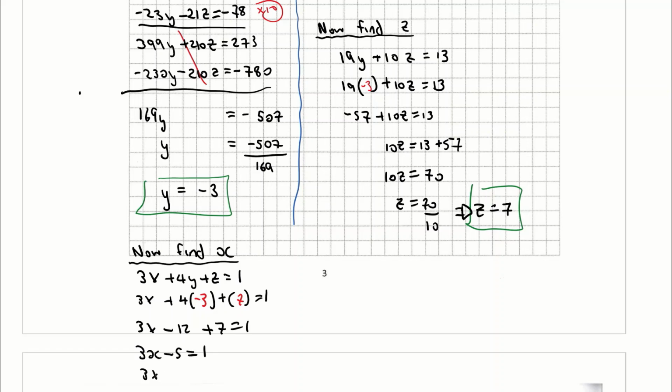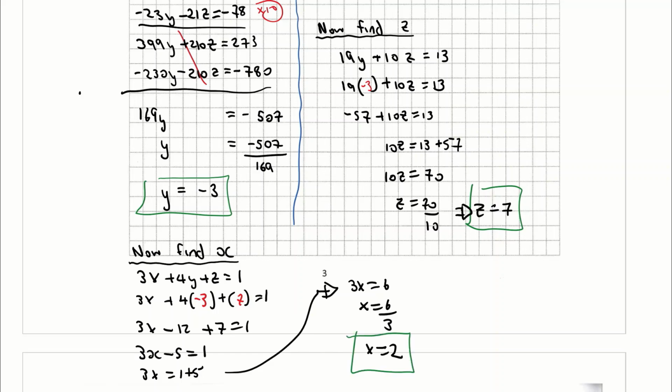I add 5 to both sides, so 1 plus 5 is 6. So I'm just going to come up here to keep a bit of space. So 3x is equal to 6, x is equal to 6 divided by 3, x is equal to 2. So there's my 3 values, x as 2, y as minus 3, z as 7.